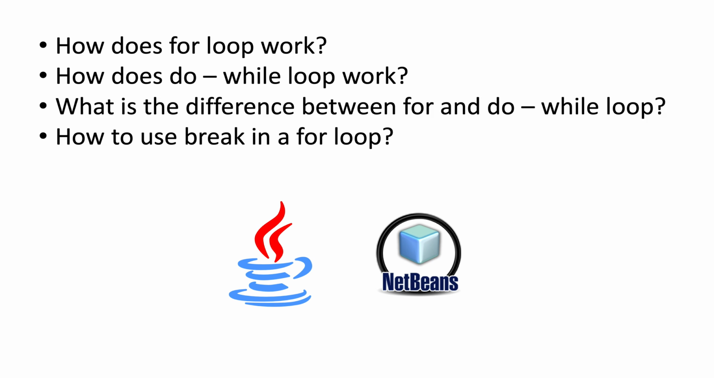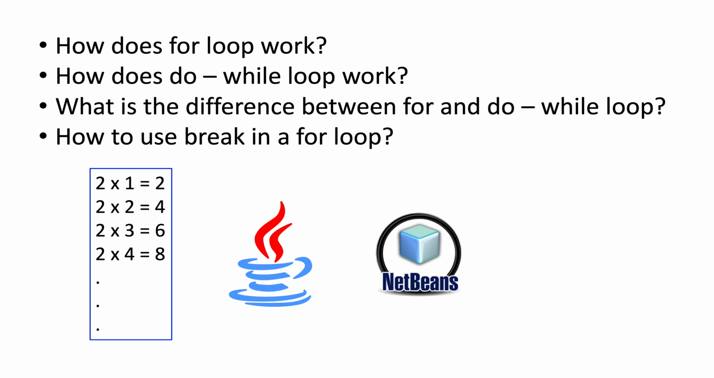Within this tutorial, we will cover four basic things: how a for loop works, how a do while loop works, what the difference is between for and do while loops, and how to use break in a for loop. For this purpose, I have taken an example of a multiplication table of 2, that is 2 times 1 equals 2, 2 times 2 equals 4, and likewise. We will see how to create this multiplication table by writing a program using a for loop or do while loop, and what their differences are. All these things will be illustrated with that example.